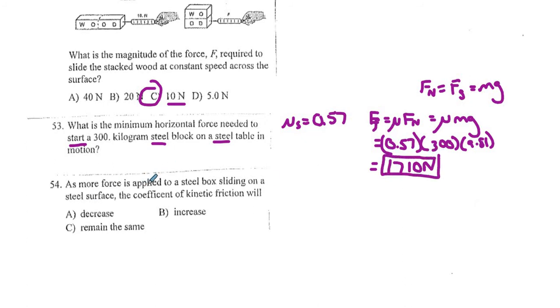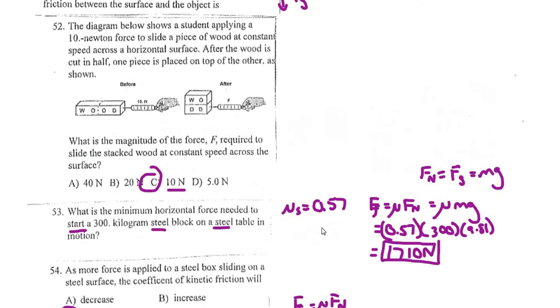As more force is applied to the steel box sliding on a steel surface, the coefficient of kinetic friction will... I just had to read that again. It's saying that the box is already moving. If it's going faster, one of the other things we saw in the lab is that speed does not affect the amount of frictional force. Notice that in the fun equation, there's no speed factor. So yes, the box will be sliding faster, but the coefficient, which is really a description of the roughness of the surface, won't change.